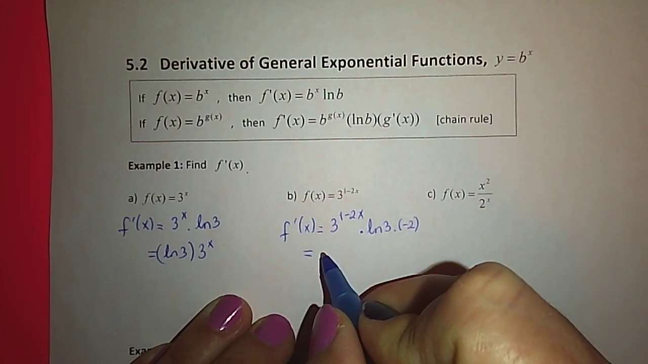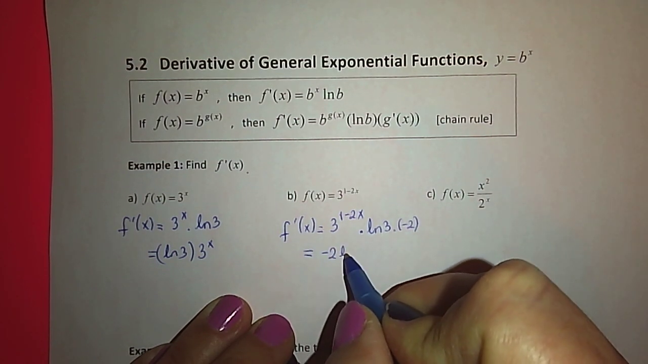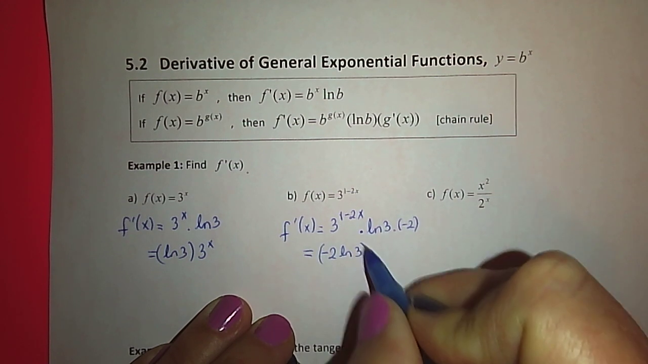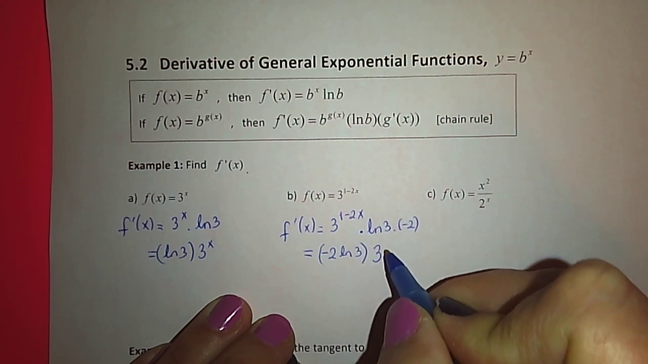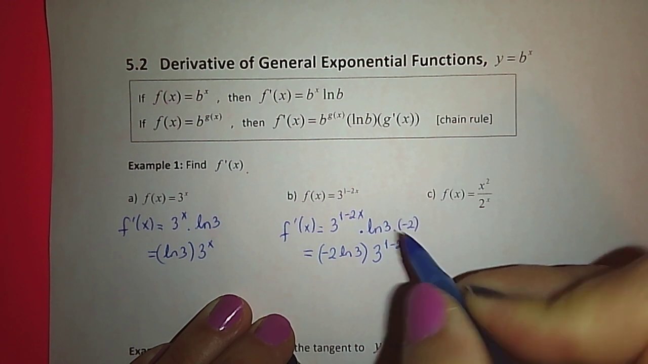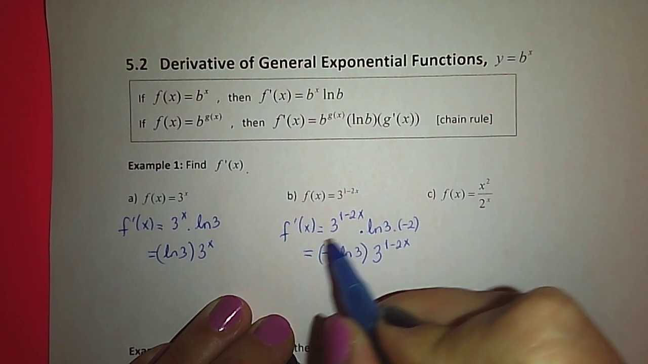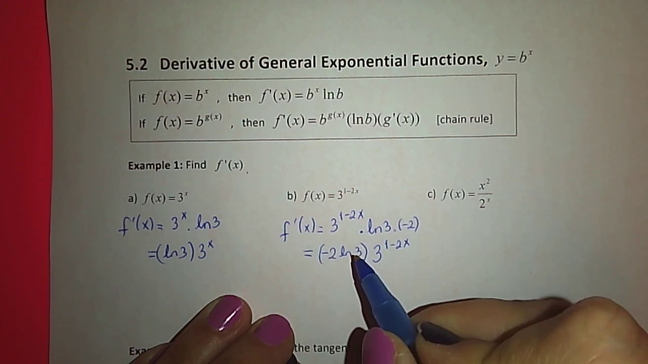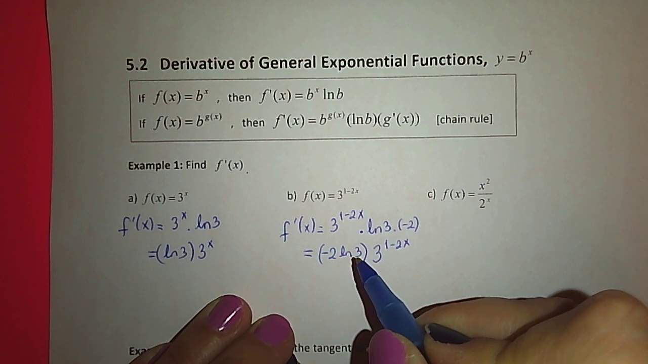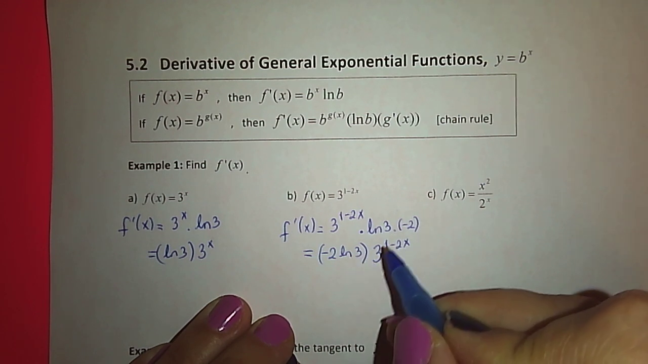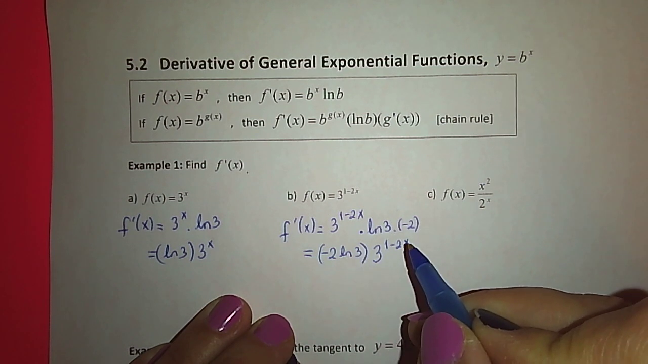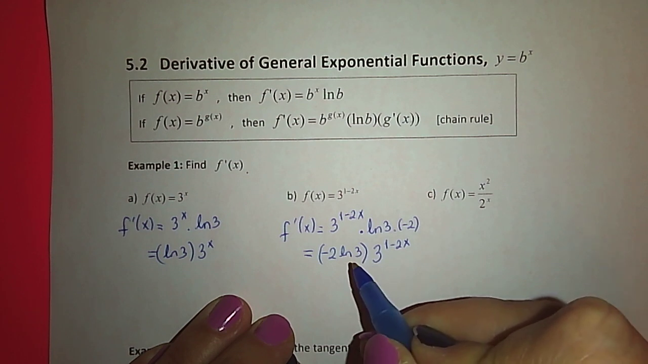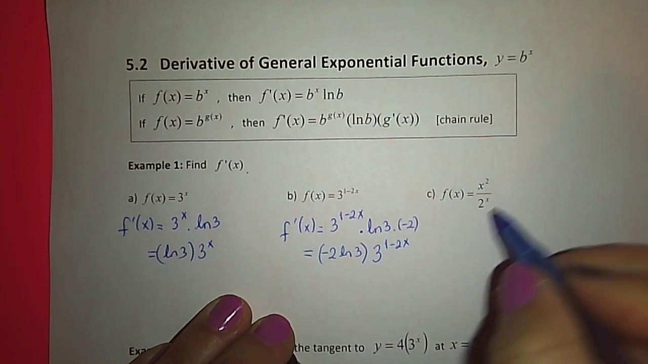If we organize this, we get negative 2 times ln 3 times 3 to the power of 1 minus 2x. Make sure you use a bracket here. So this is negative 2 times ln 3, which is just a number, and this 3 to the power of 1 minus 2x is multiplied by that. So make sure you use a bracket here.